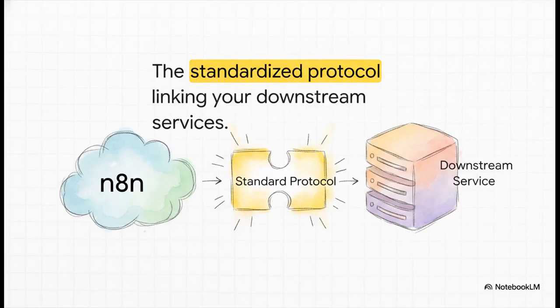So here's the magic that actually makes it all work. The W3C Trace Context Propagation Standard. I know, try saying that 3 times fast. It's a bit of a mouthful. But this W3C standard is the absolute secret sauce. It's the standardized protocol that ensures when n8n talks to a completely different downstream piece of software, they both understand they're working on the exact same task. And that is what allows their traces to be perfectly linked together.